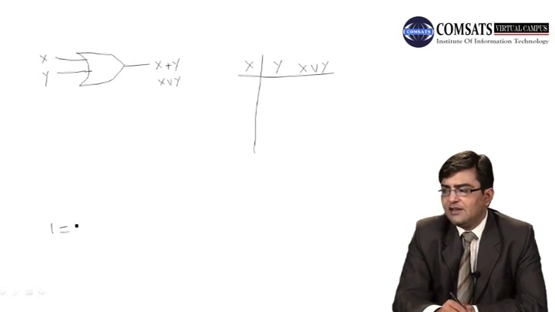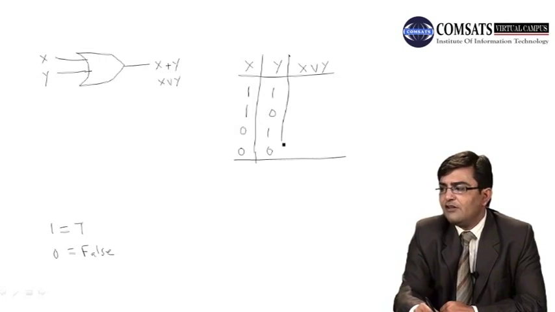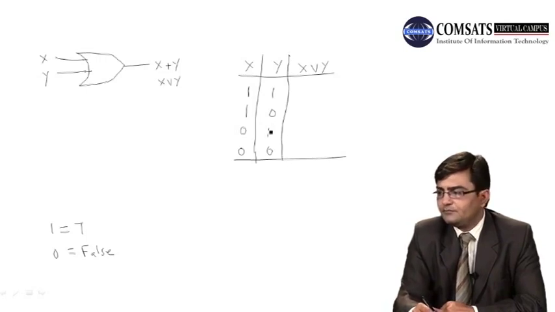1 stands for true and 0 stands for false. So if we write X as true, then it is 1; X true, X false, and Y true, Y false, Y true, Y false. As we have seen in your previous lectures, for two propositions we have 4 possibilities.